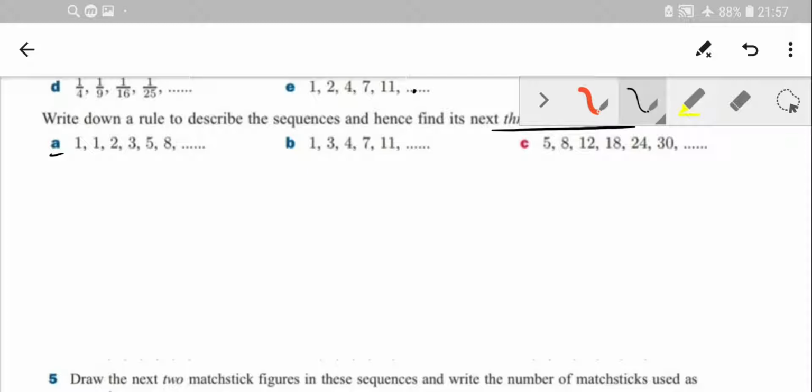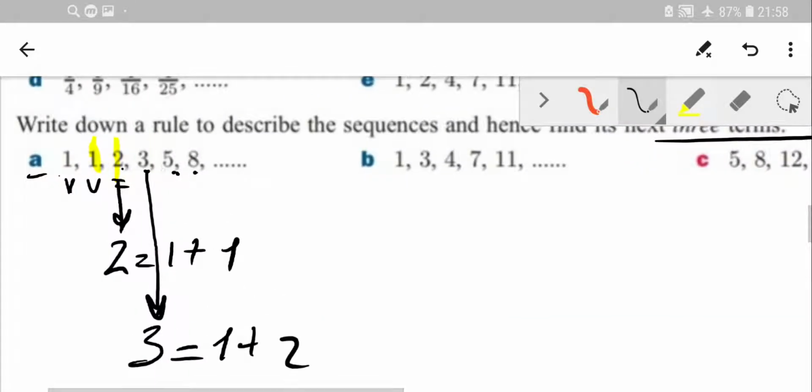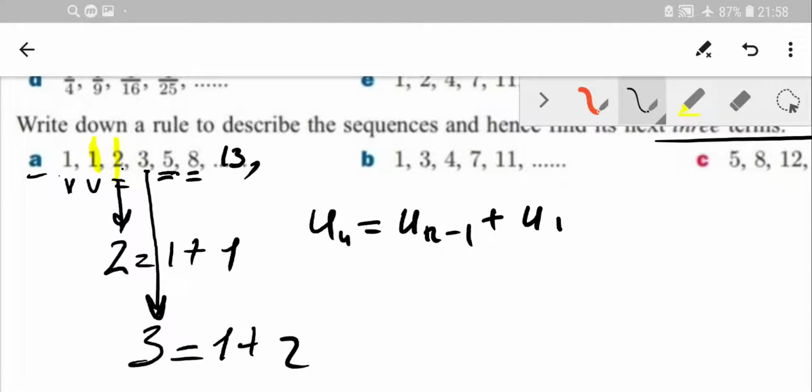So here, what do we need to do? Why Fibo? For the Fibonacci sequence, the next term, let's say 2, is the sum of the 2 previous terms. So 2 is basically 1 and 1. All right, so let's go to 3. 3 is the sum of the 2 previous terms, this one and this one. So 3 is 1 and 2. Obviously 5 is 2 and 3. 8 is 3 and 5. So the next term is the sum of 5 and 8, and it turns out to be 13. That's the Fibonacci sequence. You're not obliged to know the formula for that, but the general rule here you can set up as u_n equals the 2 previous terms, meaning u_(n-1) plus u_(n-2).